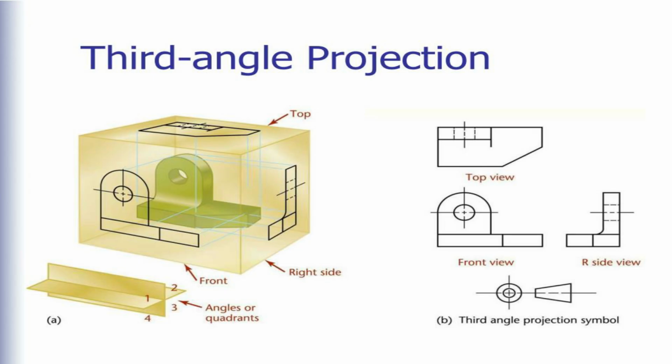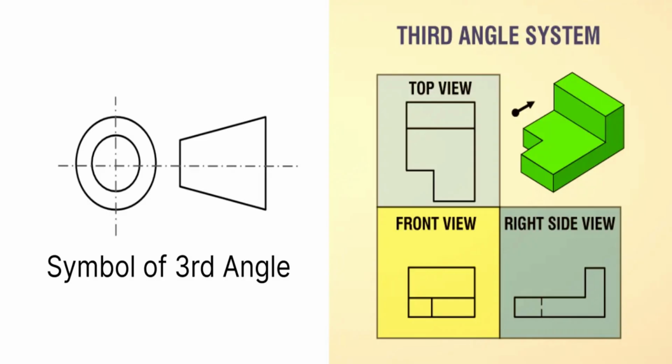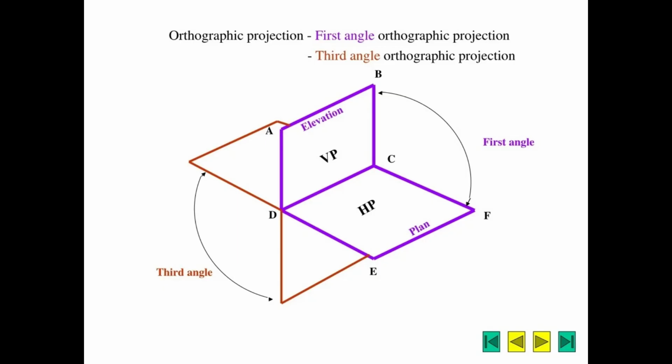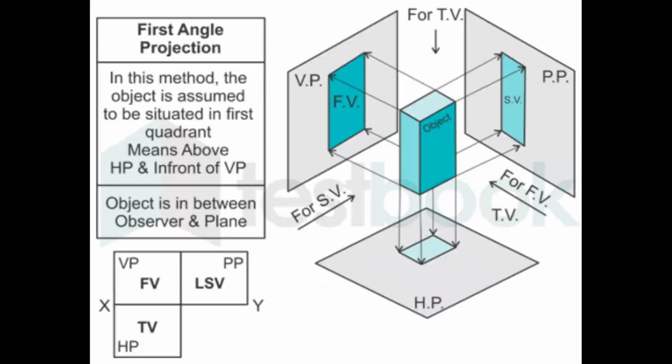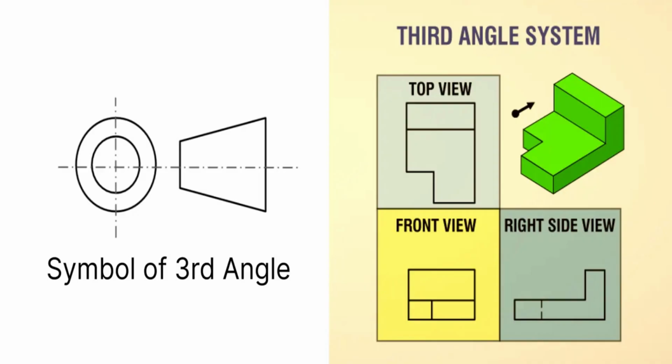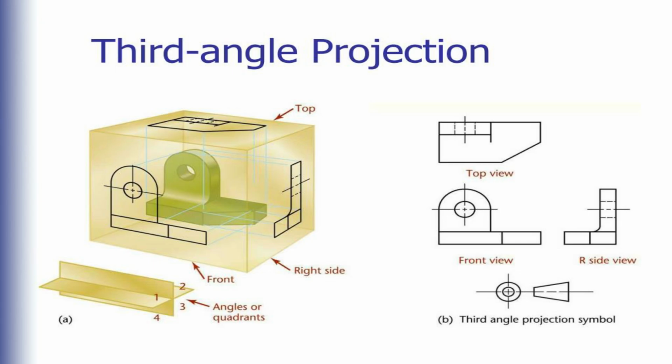Now, let's move to third angle projection. Here, the object is placed in the third quadrant, meaning the plane of the projection is between the observer and the object. So, when the views are projected, they appear in the same relative position as the object. That means the top view is placed above the front view. The right side view is placed on the right of the front view. In short, the arrangement matches how you see the object in real life. That's why many people find third angle easier to visualize.